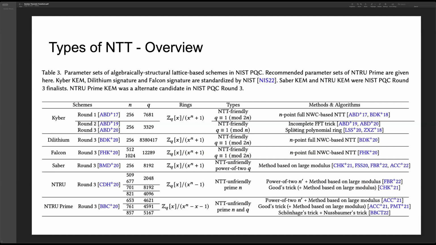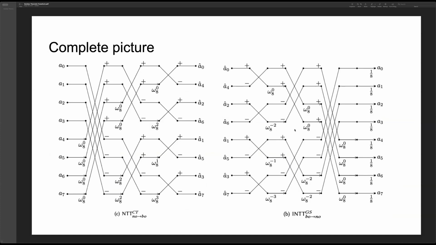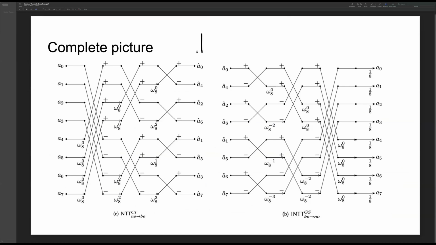Going back to the butterfly slide, okay. So this one, NTT is simple. Yeah, exactly. So if you have A1 to A8 in order, you get the output. Let me draw it. Yeah, you get this output here, right? Sorry, yeah, this one.